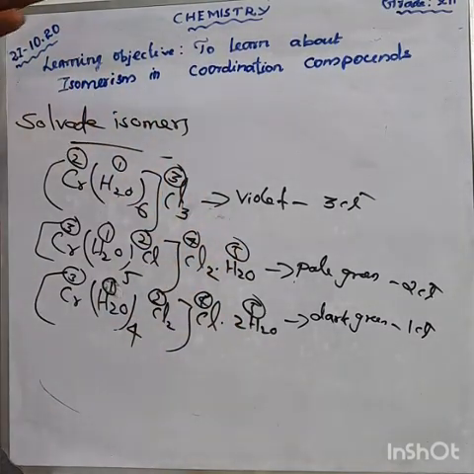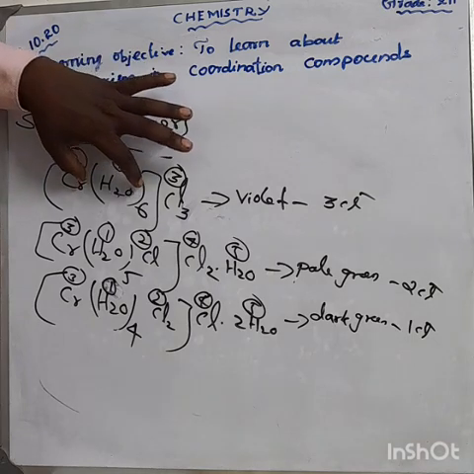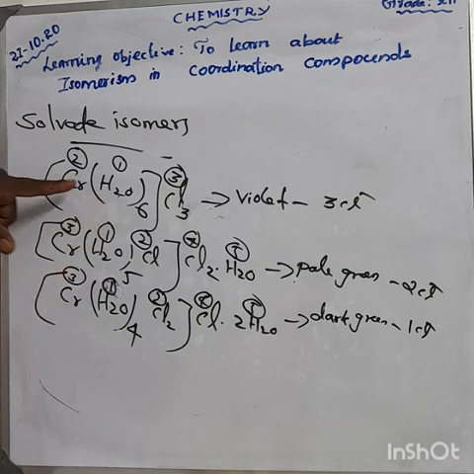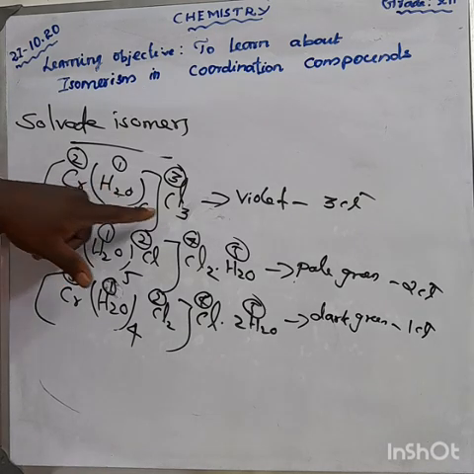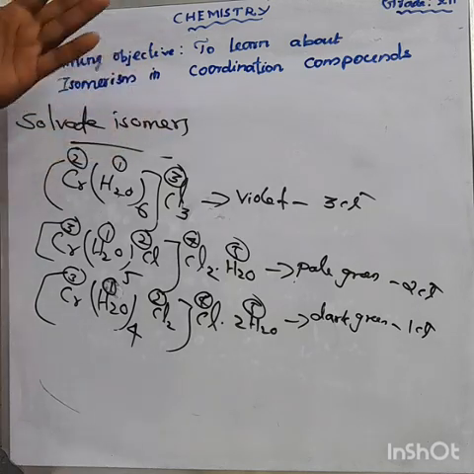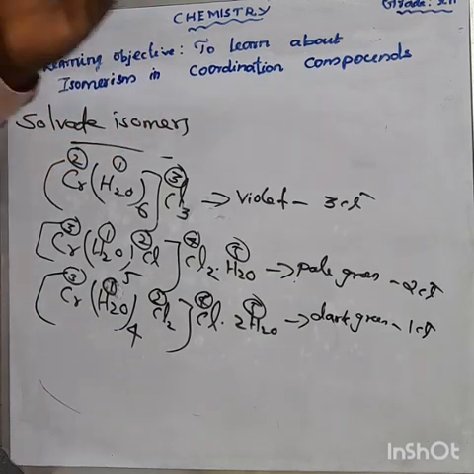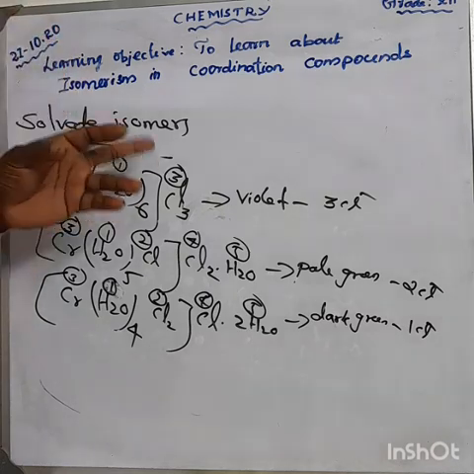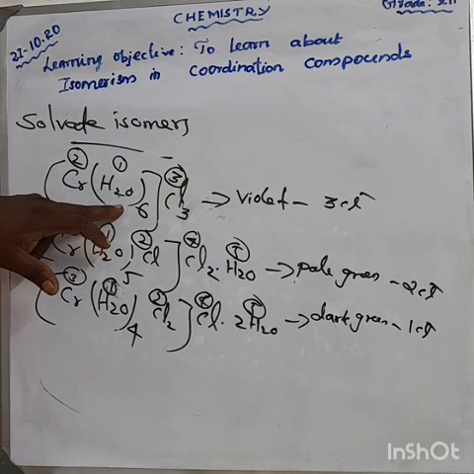Once again, can you say the name? What's the first one? How many water molecules are there? 6. So, hexaaqua chromium(III) chloride. We learned the IUPAC rule the day before. Those who have watched that video can say the name. What's the name? Tell me.